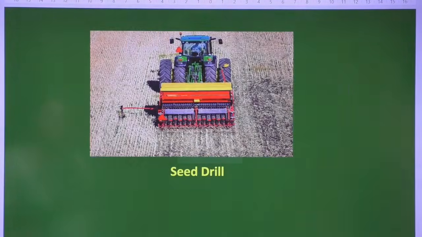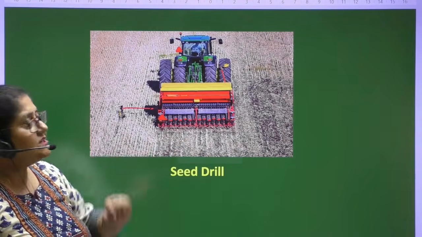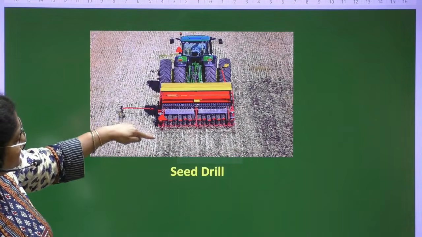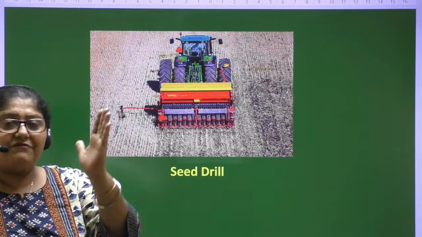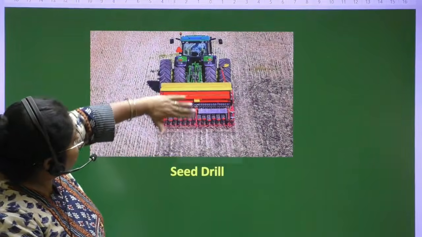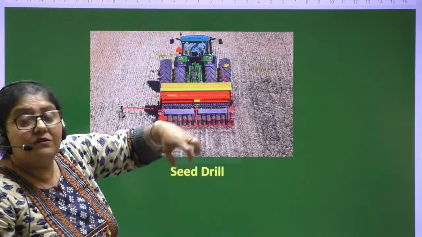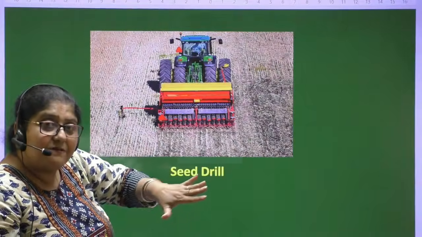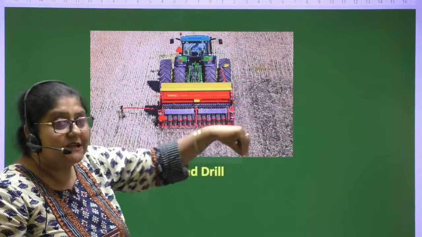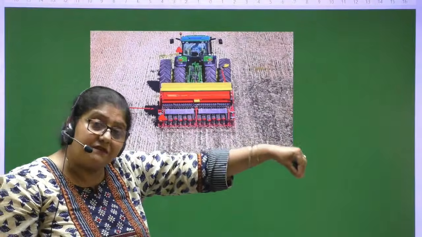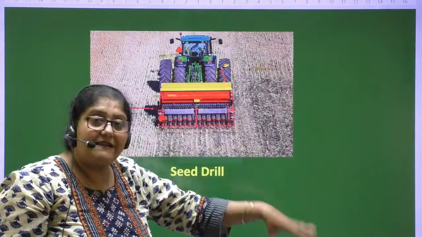See, this is a seed drill. This is how a seed drill looks, and each of these has a funnel. When the seed drill is driven on the field, as it moves, what will happen? The seeds are dropped at regular intervals from each other and also at the right depth under the soil.